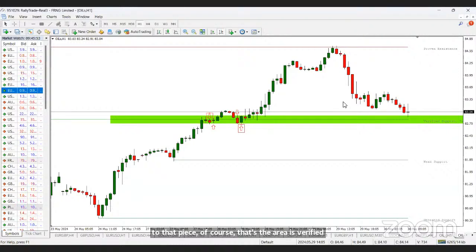Now, support areas are buying zones. Okay, they support price to push up. We call any area on the chart where, when the price gets to it, it gathers momentum and begins to push back up, a support zone.